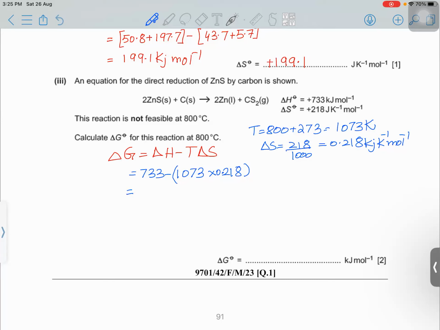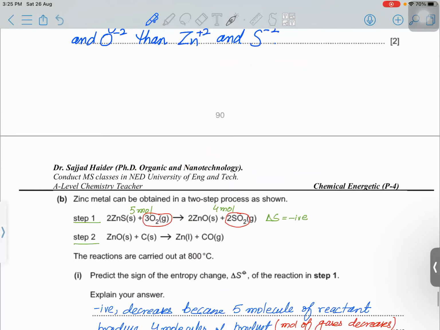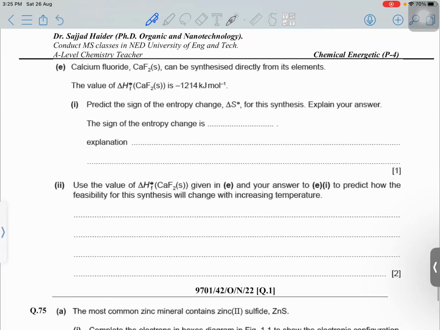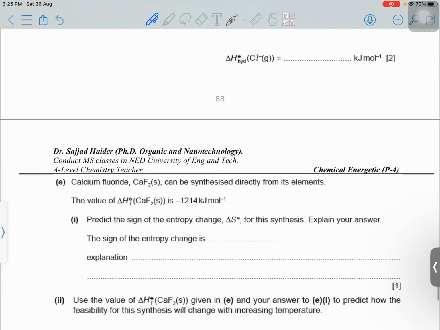499.1 kilojoule per mole. The reaction is not feasible because the value is positive. Now 2022 October, variant 42.